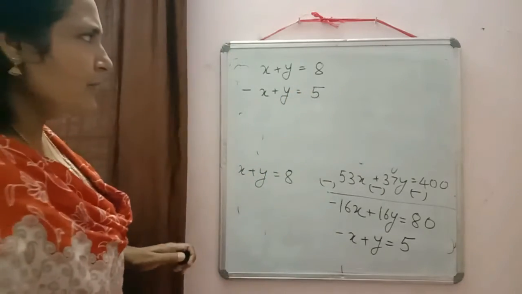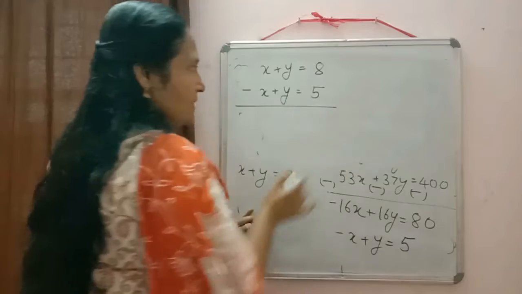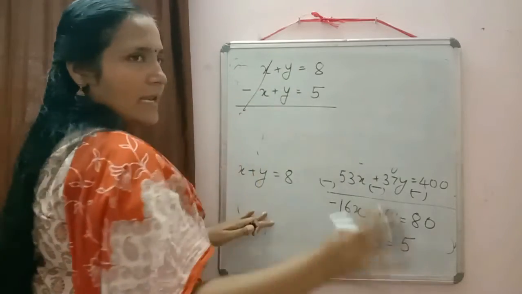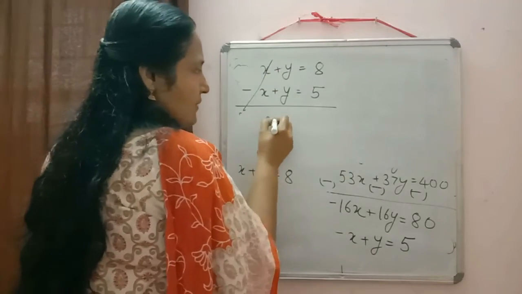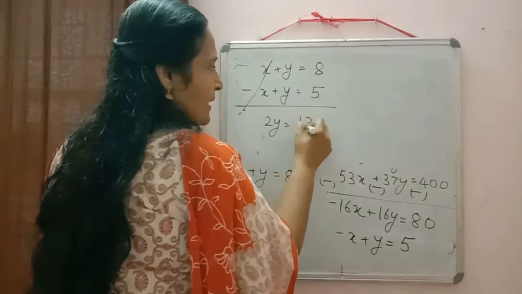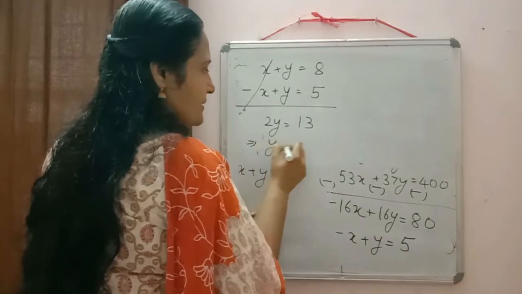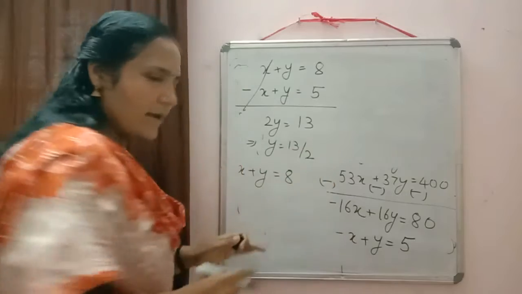Now what we can do? Yes, we can add the two equations. Then x will get eliminated. We'll get y plus y, 2y is equal to 13. Then we will get y is equal to 13 by 2.